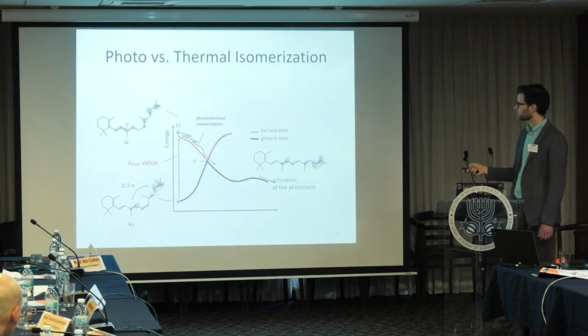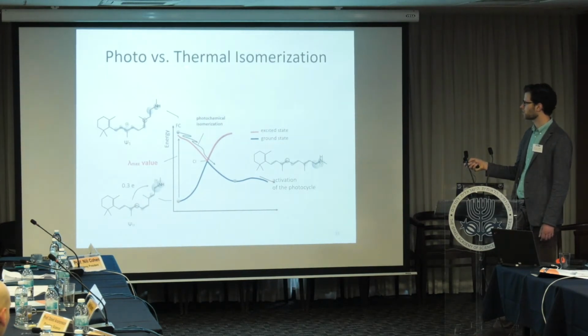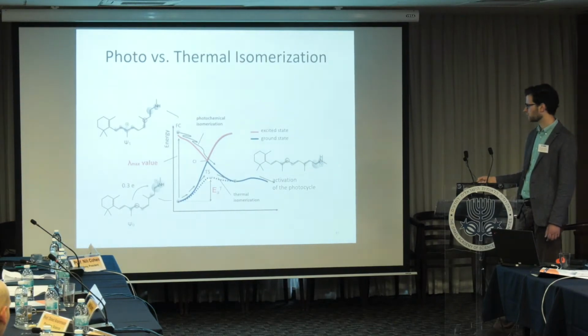Now, in contrast to this photo process, the thermal process occurs entirely on the ground state. And the barrier is characterized by a so-called transition state. The transition state is roughly in the middle between the reactant and the product, and it's characterized by the thermal activation energy shown here as the barrier. So we need to overcome this barrier in the ground state to reach the product, while in the excited state there is no barrier.